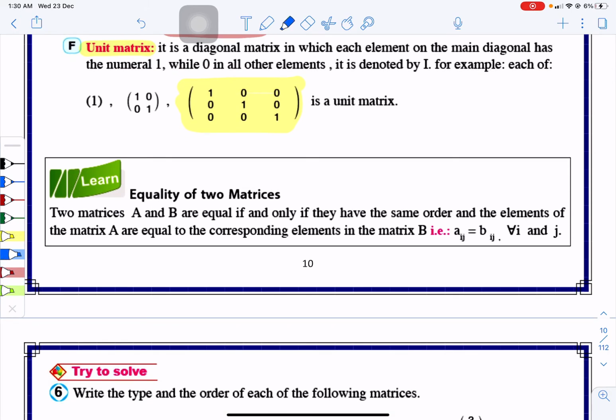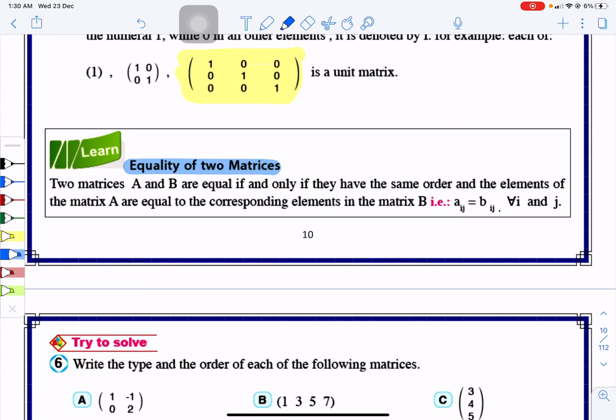Equality of two matrices. Two matrices A and B are equal if and only if they have the same order and the elements of matrix A are equal to the corresponding elements in matrix B.